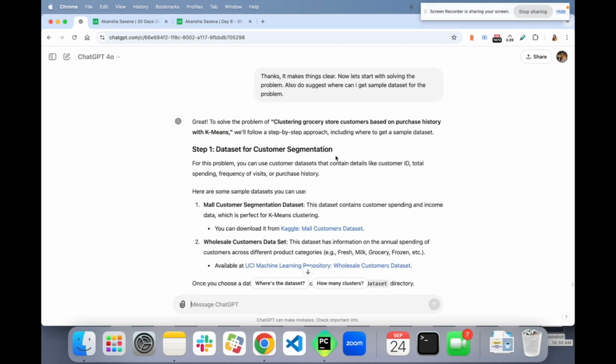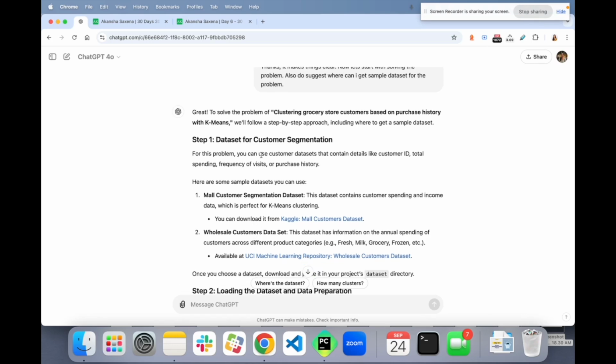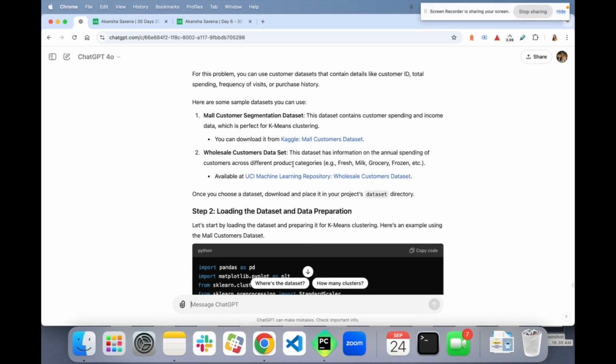So, yeah, let's start. To solve the problem of clustering grocery store customers based on purchase history with k-means, we'll follow a step-by-step approach, including where to get sample data. Data set for customer segmentation: you can use a customer data set that contains details like customer ID, total spending, frequency of visits, or purchasing history. Here are some sample data sets you can use. We can get this from the UCI machine learning repository, a wholesale customer data set.